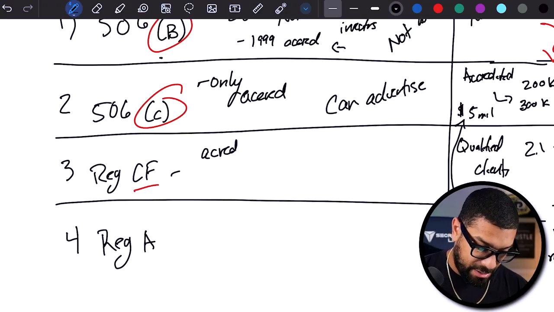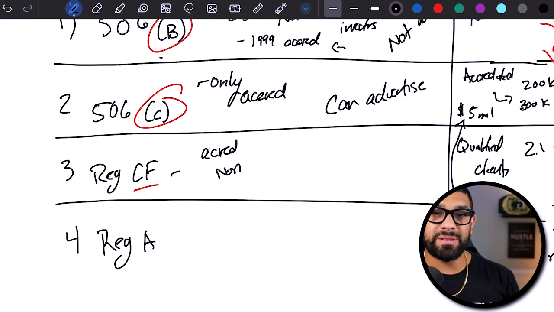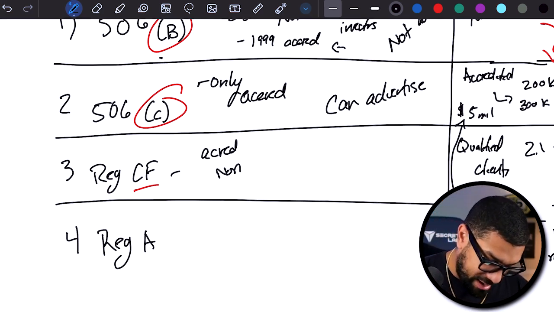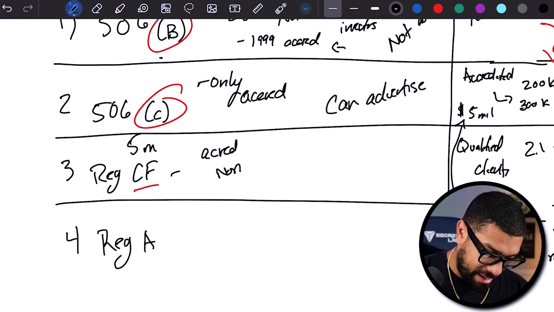Now, Reg CF is exactly what it looks like, crowdfunding, and this is where they bring in a lot of people to almost democratize investing. This allows anybody to invest in startups and small businesses. And so you can raise money in these from both accredited and non-accredited investors. But the only difference here is you can only raise $5 million. That's the maximum you can raise here.